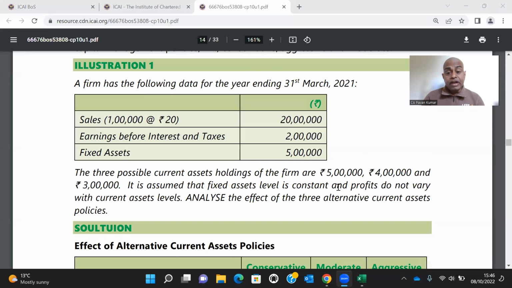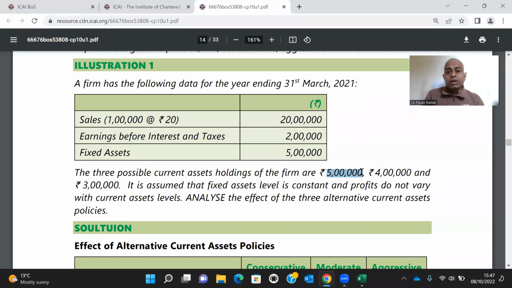So simple. If I'm holding 5 lakh rupees worth current assets in my business, I am following a liberal policy. That means I'm holding more cash, more current assets. If I am holding only 4 lakh rupees, for the time being, imagine this current assets is cash. If I'm holding more cash, I will have more liquidity, more working capital. More current assets means more working capital. More working capital means more liquidity.